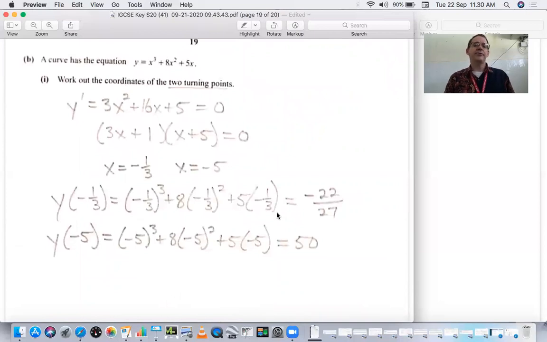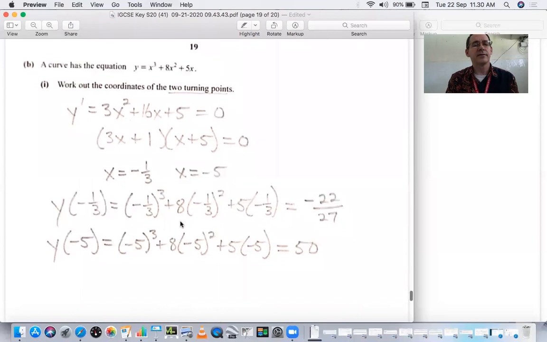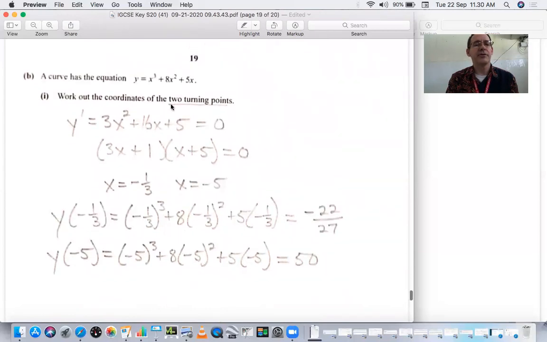Part B, a curve has the equation y equals x cubed plus 8x squared plus 5x. Work out the coordinates of the 2 turning points. So that's your stationary points. Turning points and stationary points are the same thing. That means we need to do the derivative. So here's our original up here, y. So that means our derivative is going to be y prime.